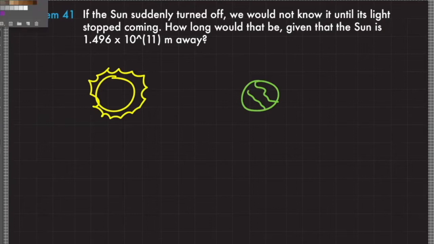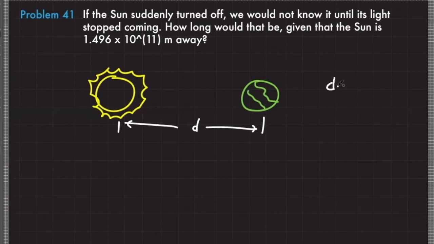Let's represent the distance between the sun and the Earth as d. We are given the distance between the sun and Earth, which is d equals 1.496 times 10 raised to 11 meters. And we're looking for the time of travel of this light. We already established that light is an electromagnetic wave, and one thing that connects distance and time is velocity. And we already established that if an electromagnetic wave travels in vacuum, then it must have a value of c.